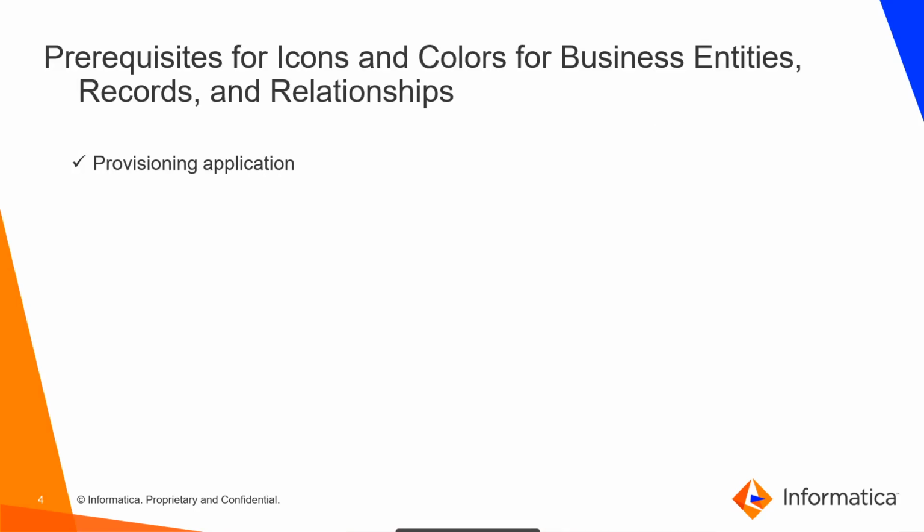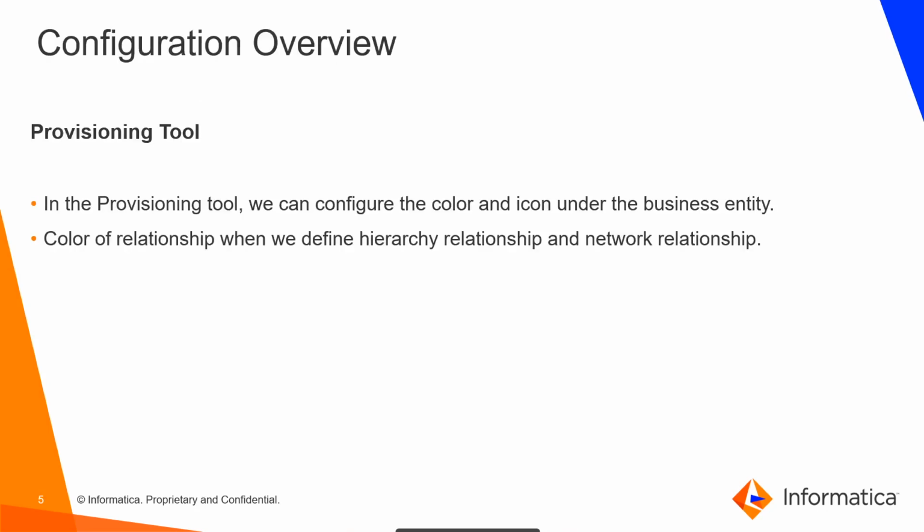Prerequisites for icons and colors for business entity, records and relationship: we only require the provisioning application to configure the icons. Configuration overview, provisioning tool: in the provisioning tool, we can configure the color and the icon under the business entity. The color of a relationship we can define under the hierarchy and network relationship in the provisioning tool.